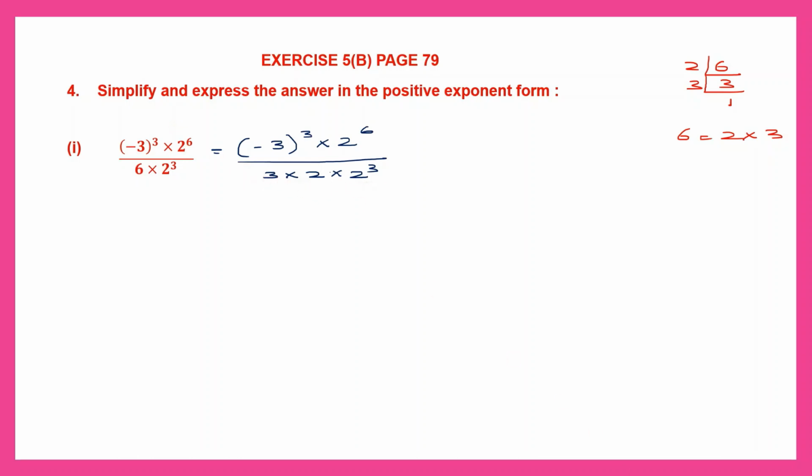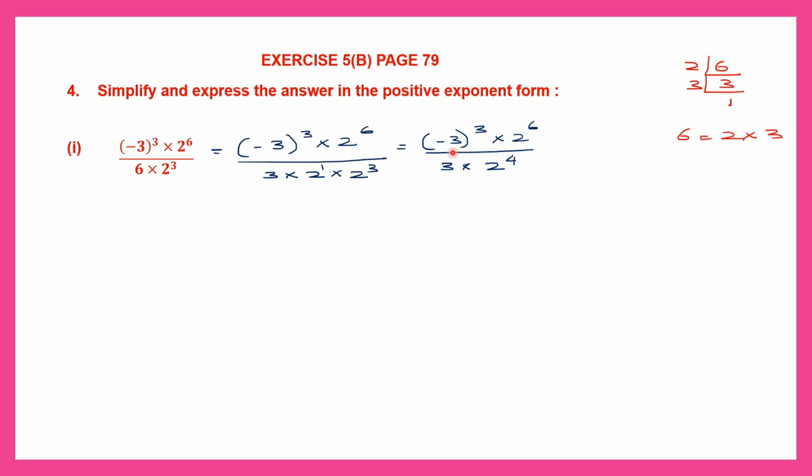So here in the numerator, what do we have? We have (-3)^3 into 2^6. And here in the denominator, we have 3 into, now 2 to the power of 1 plus 2 to the power of 3 is 2 to the power of 1 plus 3. So that becomes 2 to the power of 4. Remember, when we do multiplication, if the base is the same, you add up the powers. So 2^(1+3) is 2^4.